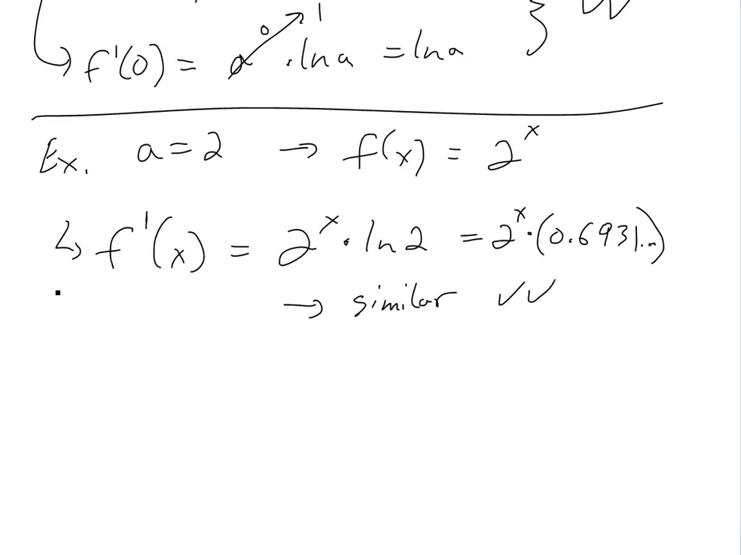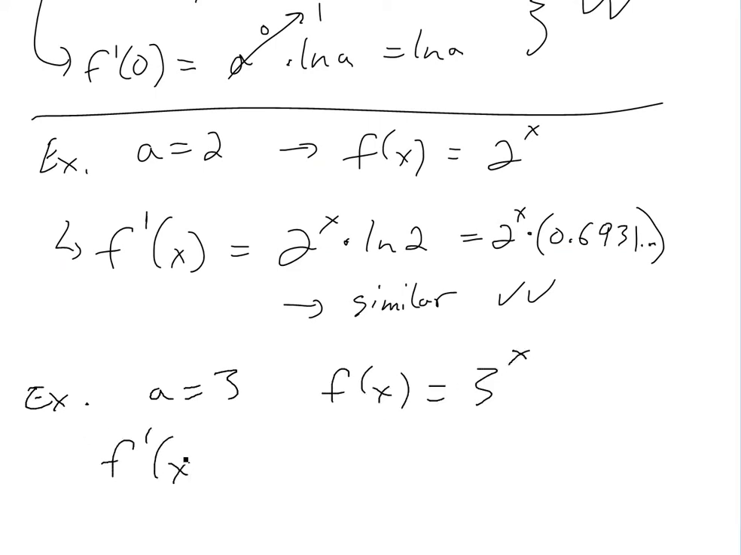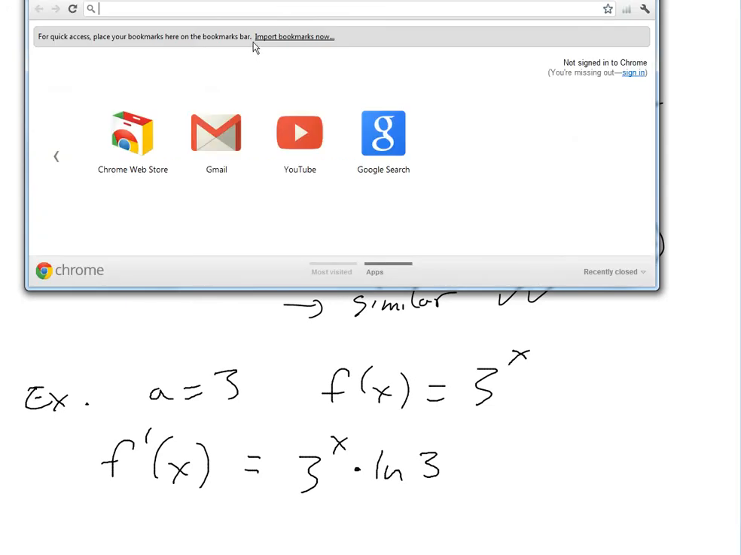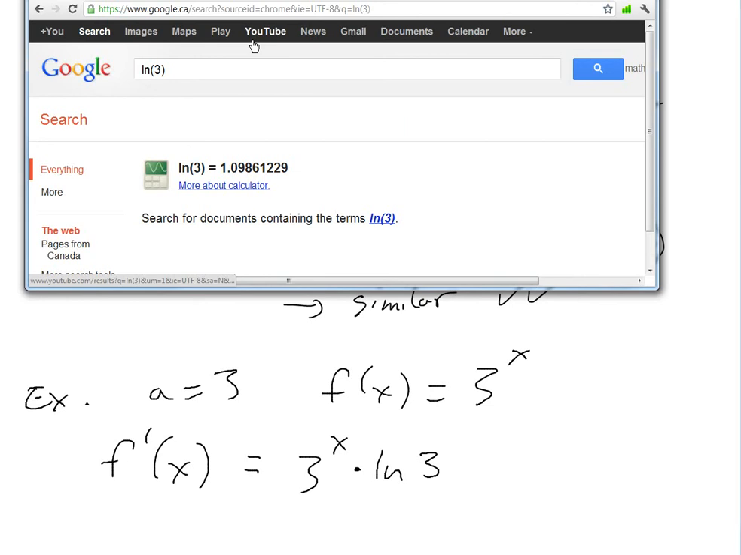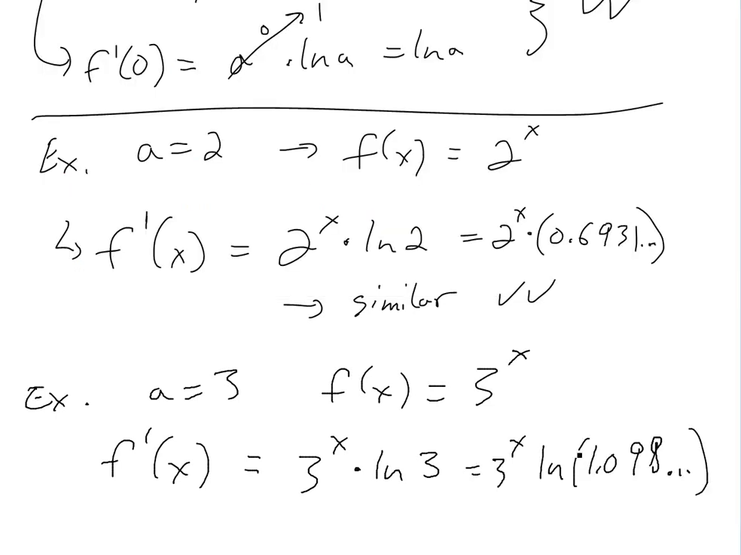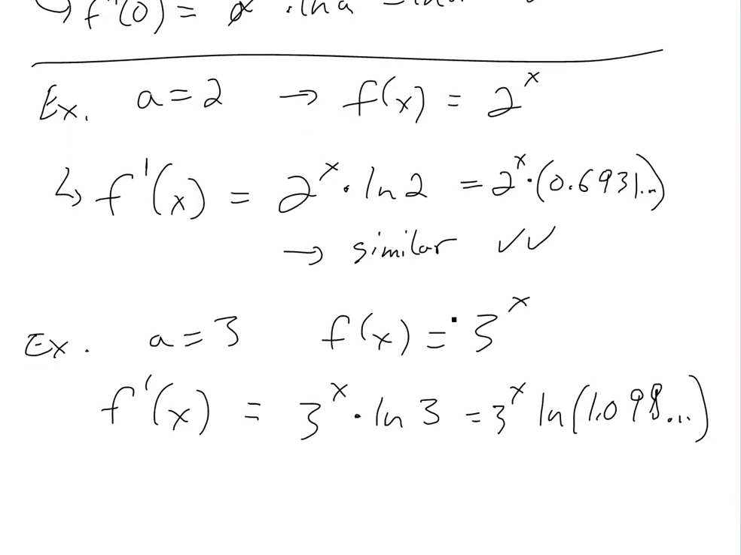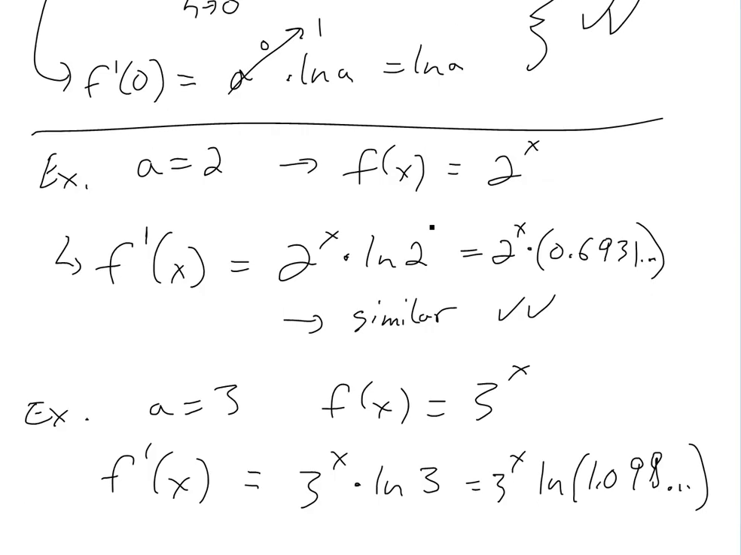So we're good here. Similarly, for example, if a equals 3, then f prime of x is equal to 3 to the x times ln 3. And ln 3 is equal to 1.09 and so on. So we have results similar to before, and these numbers are similar to my other video, which used the definition of the derivative.